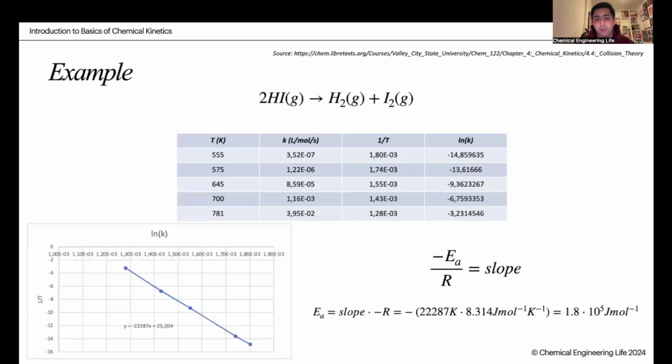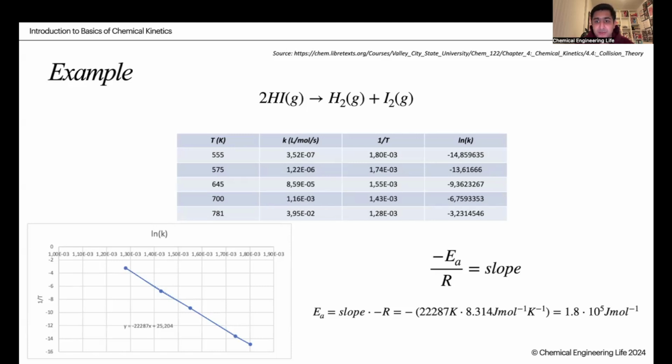And we actually have an example that you see on the screen here for the decomposition of hydrogen iodide into hydrogen and iodine. If you look at the first two columns, we have different temperature values in kelvins, and we have the respective k value that we have experimentally figured out at each temperature value. The first thing that you do is take the reciprocal of temperature, that's 1 over T. As you can see, I've done that in the third column.